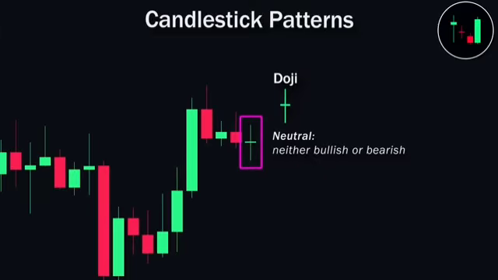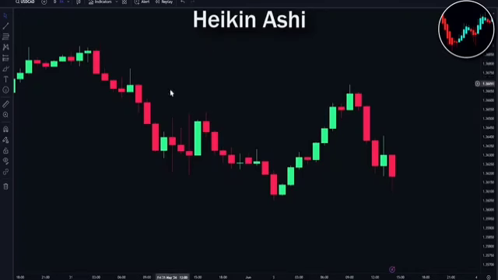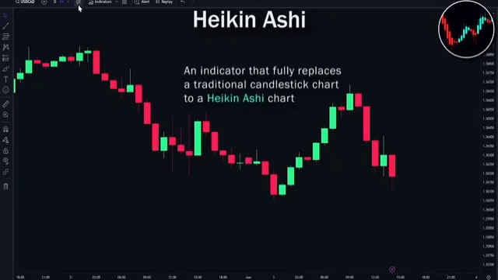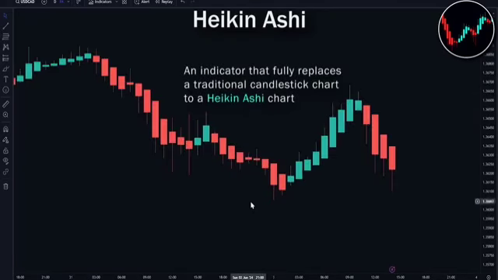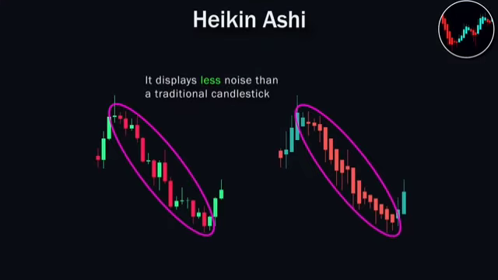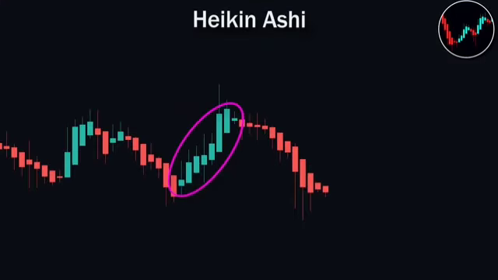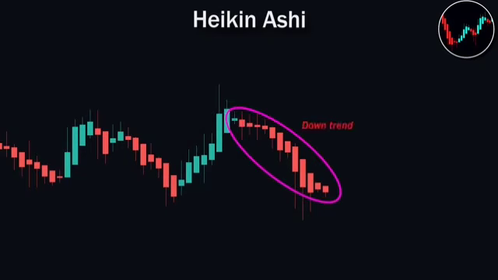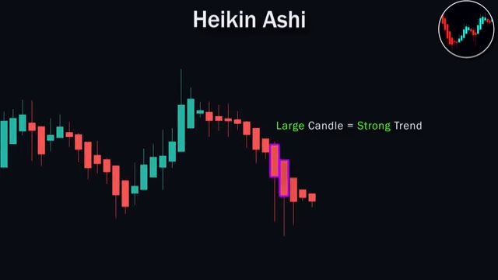Heikin Ashi. It is an indicator that fully replaces a traditional candlestick chart to a Heikin Ashi chart. When applied, it tends to give less noise than a traditional candlestick. A green Heikin Ashi candle signals that the price is on an uptrend, and a red Heikin Ashi candle signals that the price is on a downtrend. The size of the candle's body also indicates how strong a trend is. The larger the candle, the stronger the trend.